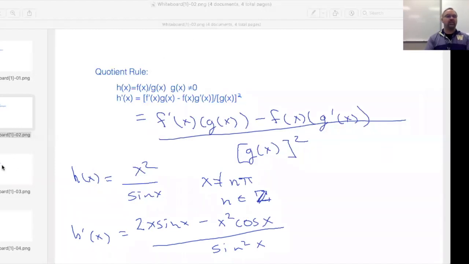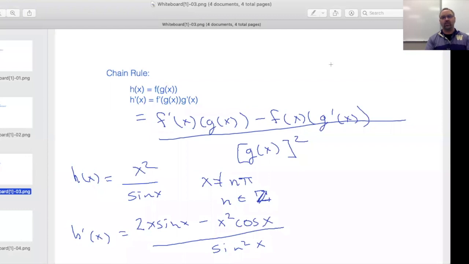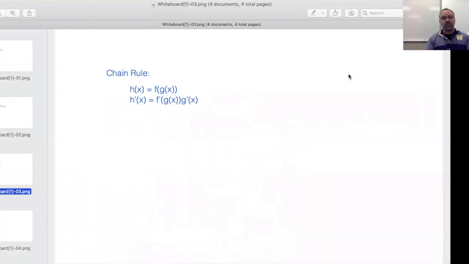Last but not least, the one that always seems to trip people up is the chain rule. If Kat was here, she would be our person we'd call on right away for this, because as you remember, Kat enjoyed the chain rule oh so much.